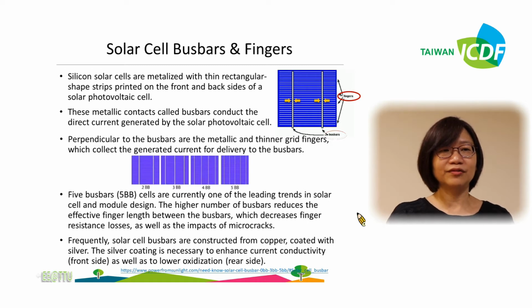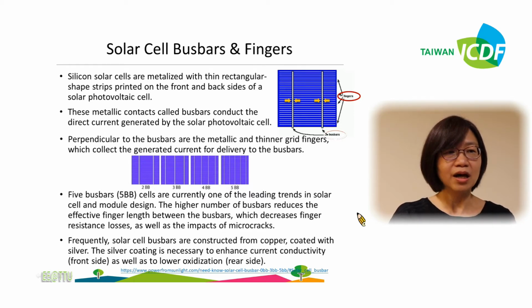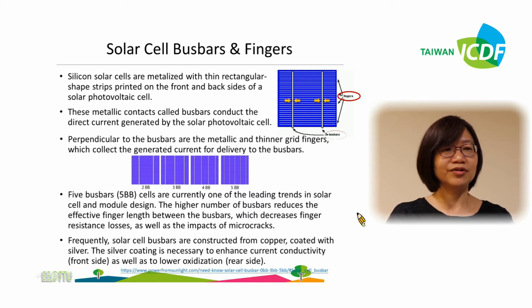5 busbar cells are currently one of the leading trends in solar systems. The higher number of busbars reduces the effective finger length between the busbars, which decreases finger resistance losses, as well as the impact of micro cracks. Frequently, solar cell busbars are constructed from copper coated with silver. The silver coating is necessary to enhance current conductivity as well as lower oxidation.